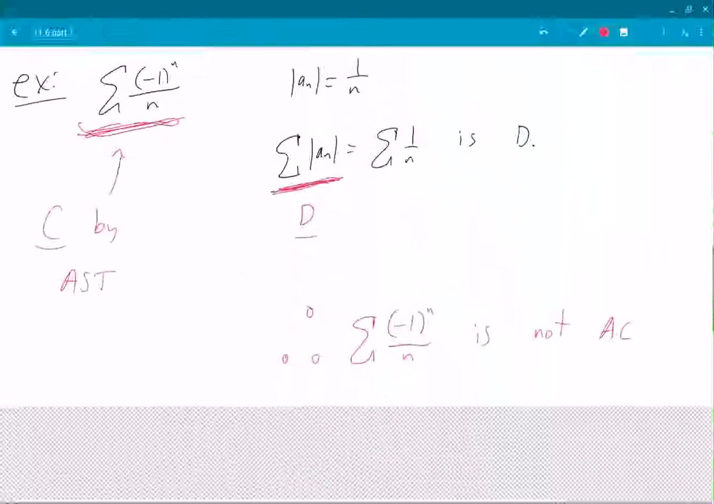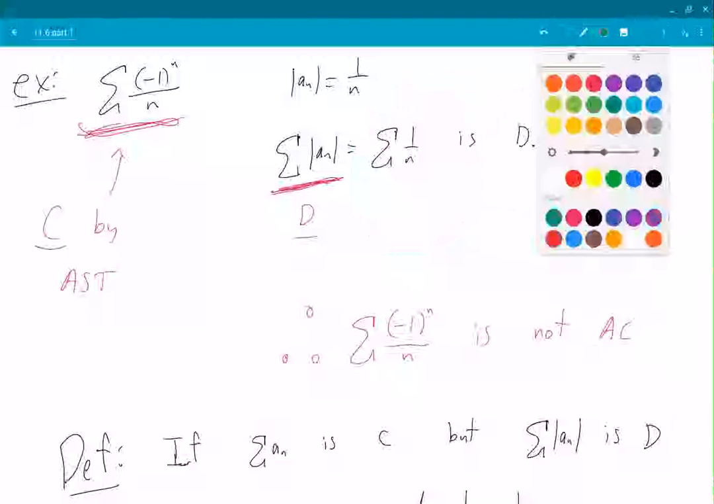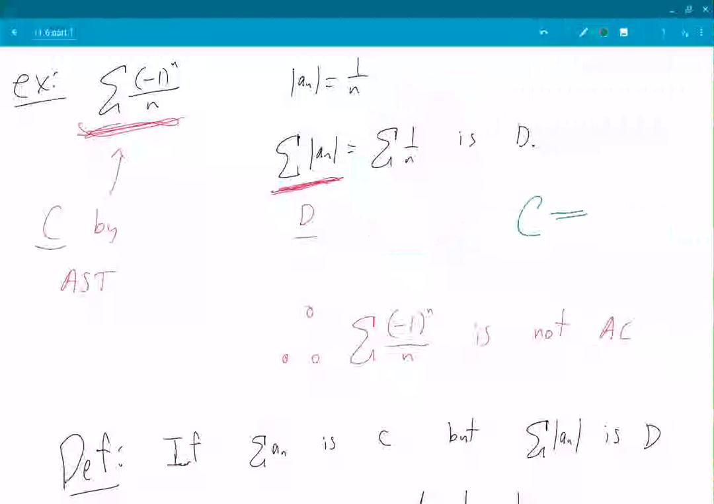Okay, now we look at something that is not absolutely convergent. A quick application of the alternating series test convinces me that this is convergent. But if I look at the series of absolute values, I get something that's divergent. So what does this tell me? It tells me that convergence does not imply absolute convergence.